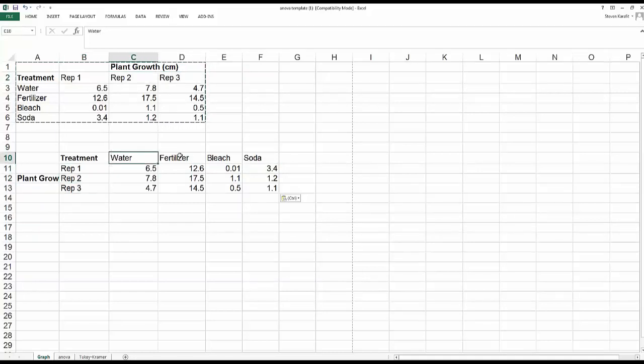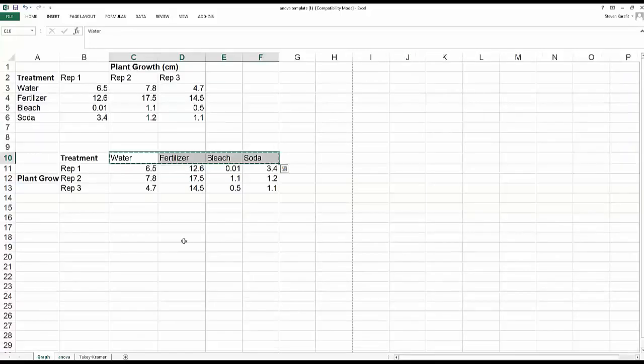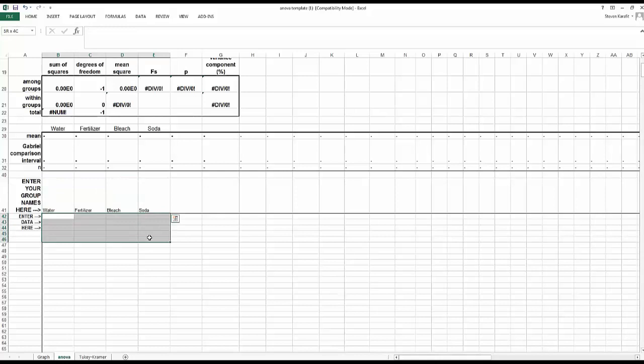So now what I do is I highlight my treatments and I copy them: water, fertilizer, bleach, and soda. I go down here to the Anova tab, and I'm going to paste them right here where it says enter your group names. Those are the treatments. So we've grown plants using different treatments. Water is the control. We use fertilizer, bleach, and soda. So maybe Coca-Cola or something. We've watered our plants. We're looking for growth over a week-long period, and that's what we've measured. So I'm going to highlight that data here, and I'm going to paste it in the same table here.